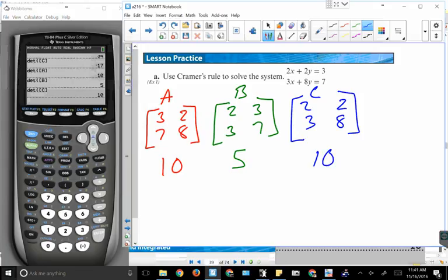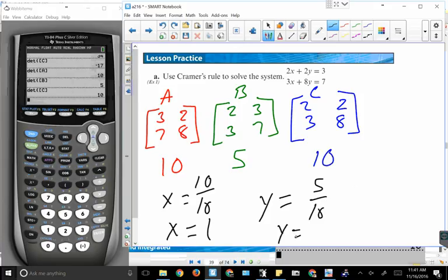Okay, so now it's A divided by C, that's X, right? So X is going to be equal to 10 divided by 10, so X is equal to 1. Y is equal to B over C, so that's going to be 5 over 10, so Y is equal to 1/2. That's it. 2.5, yes, but 1 over, it has to be half. So that's what this is.